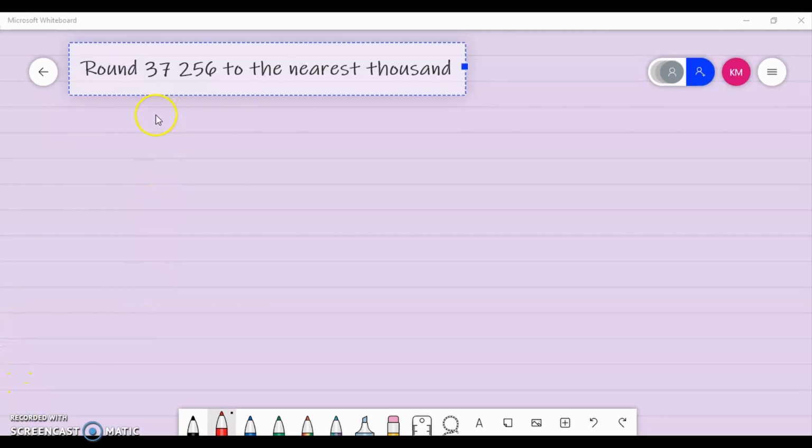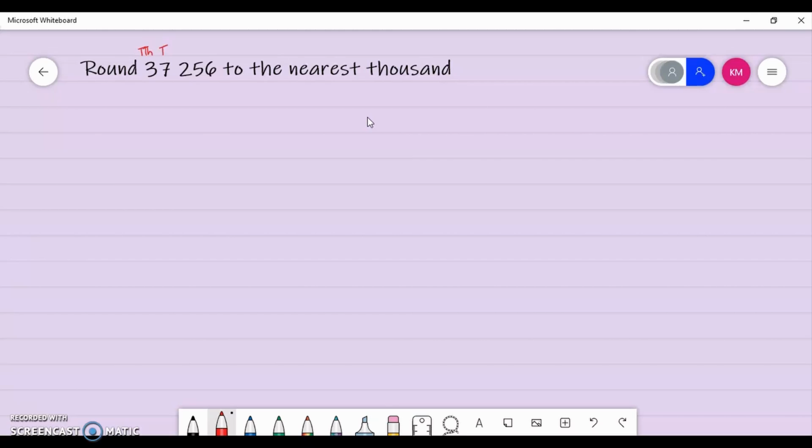Now let's have a look at another question. Round 37,256 to the nearest thousand. So we label our digits. This here is in our tens of thousands position, thousands, hundreds, tens, and ones. So we are asked to round it to the nearest thousand. So I'm going to circle that digit that is in our thousands position. We are going to examine the digit that lies after it. Remember, if the digit that lies after it is less than 5, we round down. If it is 5 or more, we round up.